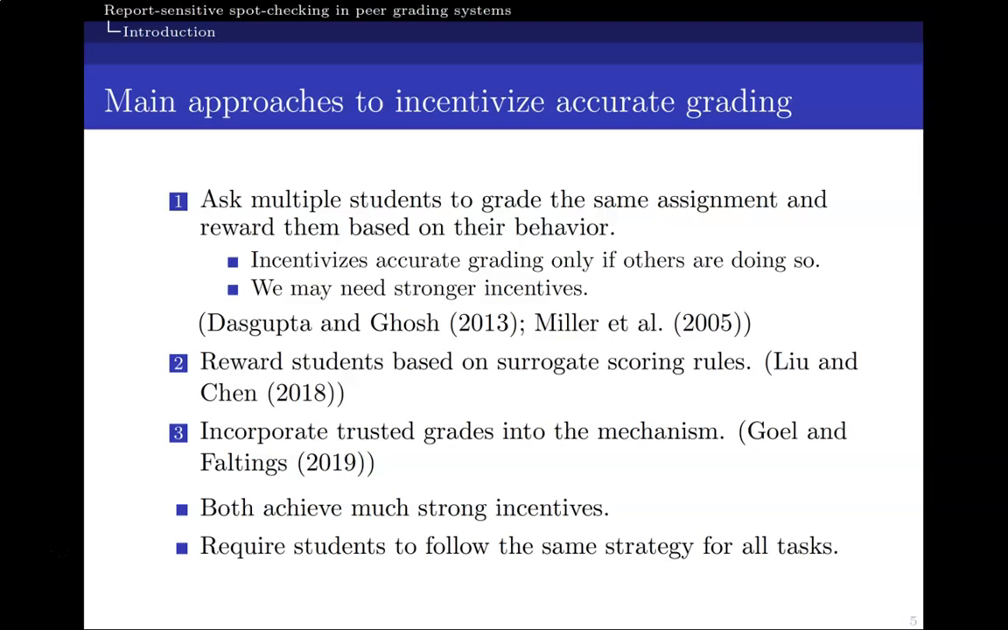In a classroom setting, this means that each student would only prefer to be an accurate grader if all other students are doing so as well. And in a large classroom scenario, this might not be a realistic expectation because students are so diverse. More recently, there has been some really nice follow-up works that would provide much stronger incentives for students, but they have their own limitations. For example, they may require students to do multiple tasks and also apply the same strategy across different tasks.